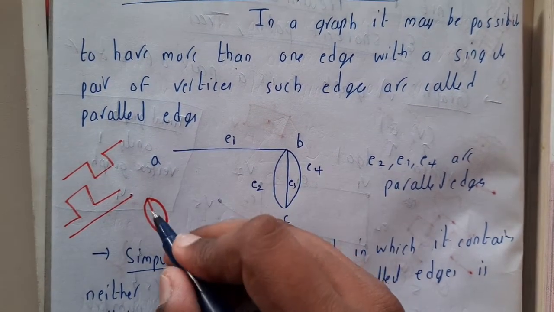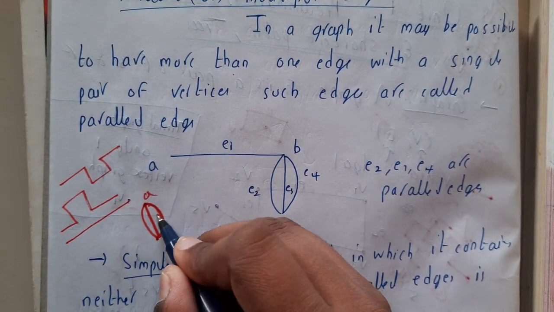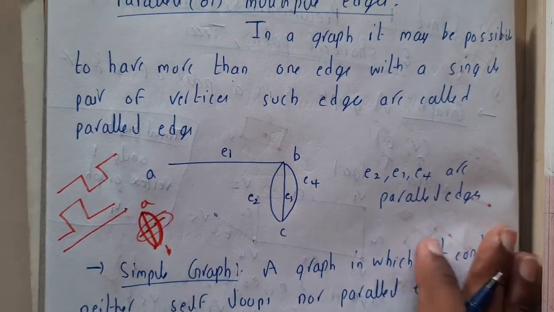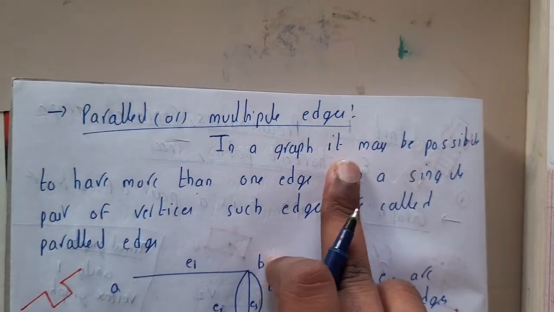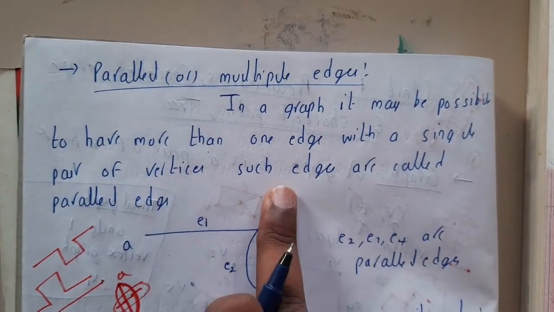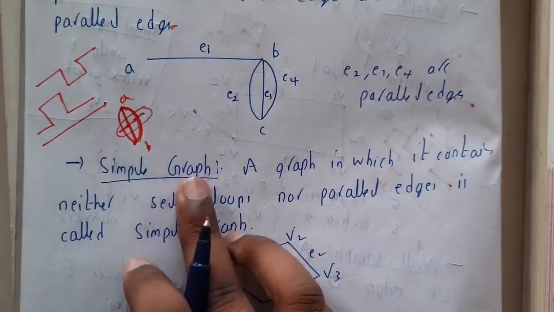So if you notice here, there are multiple paths from one point to another point. Hence, these things are nothing but multiple edges or parallel edges. In a graph, it may be possible to have more than one edge with a single pair of vertices; such edges are called parallel edges. Yes, that's so simple. Similarly, simple graph.